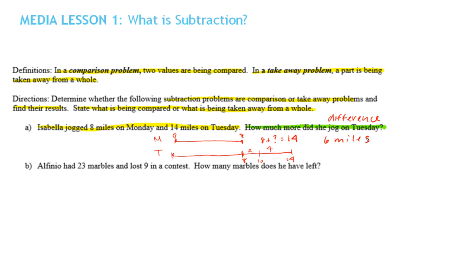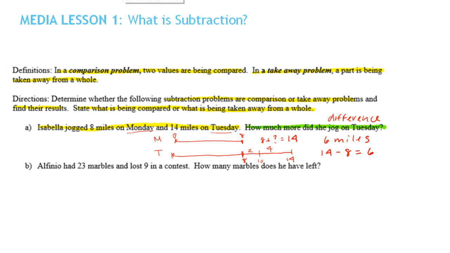Now as subtraction, notice this is the larger amount minus the smaller amount. 14 minus 8 is 6. So we can think of this as a subtraction problem, but lots of times in comparison problems it's more natural to think of the difference as starting with a number and asking how to get to the next number. The things being compared, because they asked us that in the problem, are the number of miles she jogged on Monday and on Tuesday.